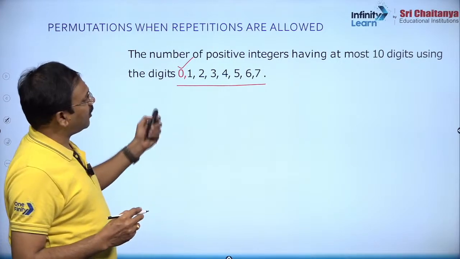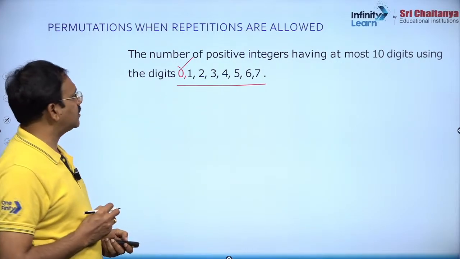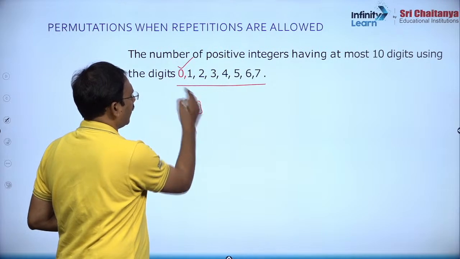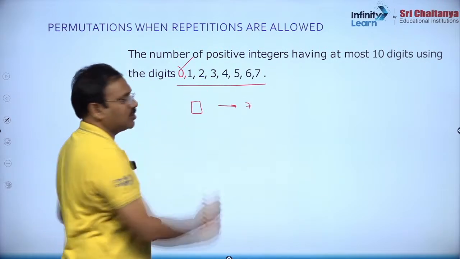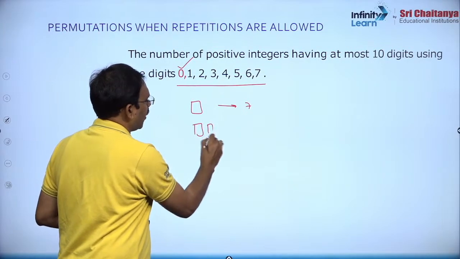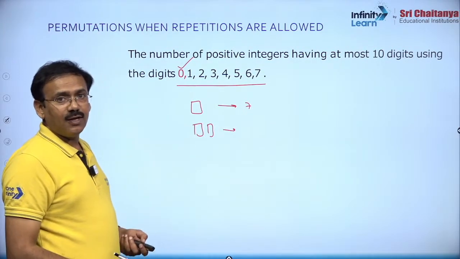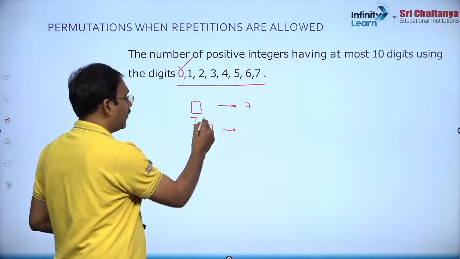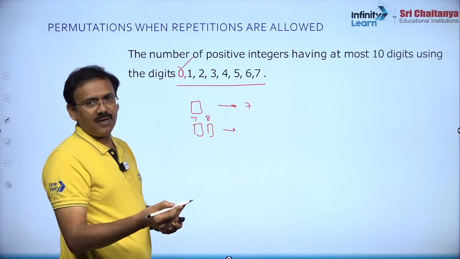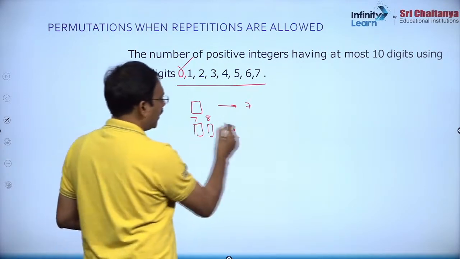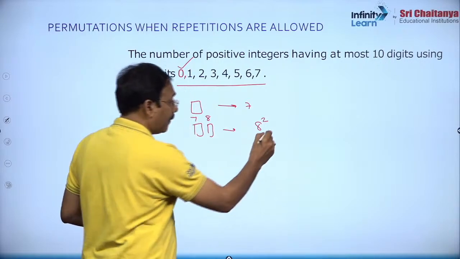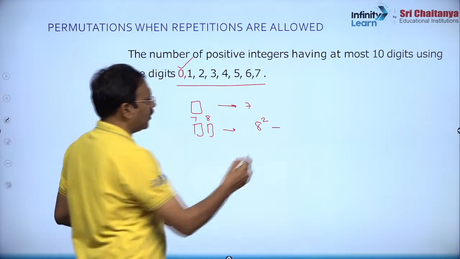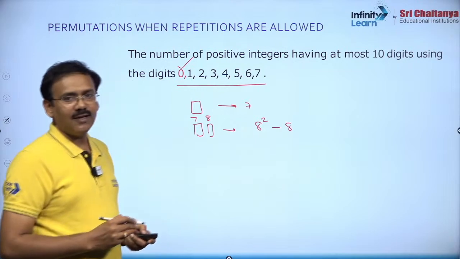Coming to the point, number of positive integers having at most 10 digits using these digits. So, repetitions are allowed. How many single digit numbers can be formed? 7 only, but not 0. How many 2 digit numbers can be formed, my dear friends? When 0 is there, first place can be filled in 7 ways, second place can be filled in 8 ways. So, 7 into 8, or else you can also write 8 into 8, 8 square, minus those numbers which start with 0, which is 1 into 8, so 8 square minus 8. Okay. This is also fine.